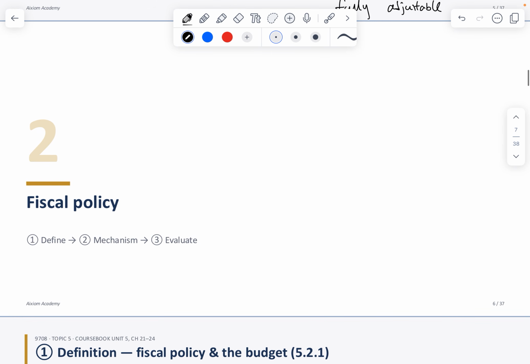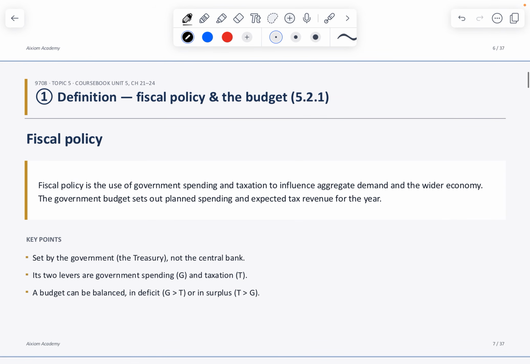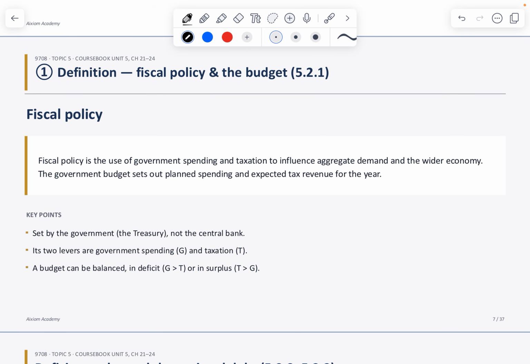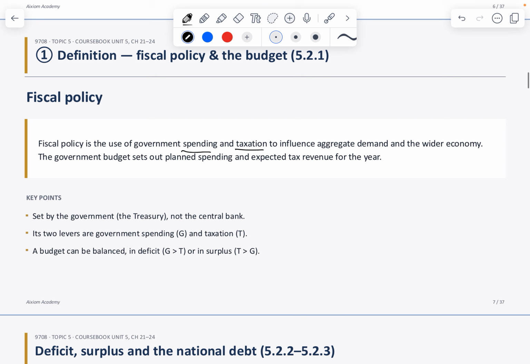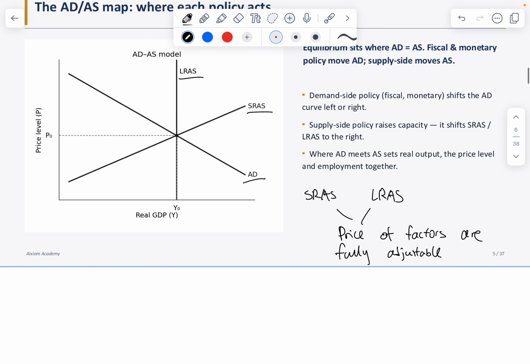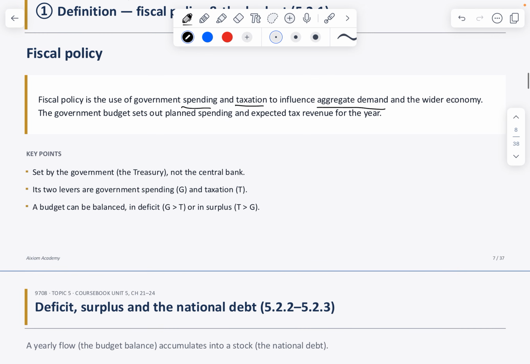And now let's jump straight into fiscal policy. So first is the definition. Fiscal policy is basically two levers, spending and taxation. And it is used to influence aggregate demand, as we have seen in this graph. So it will lead to, for example, a shift in the AD curve.